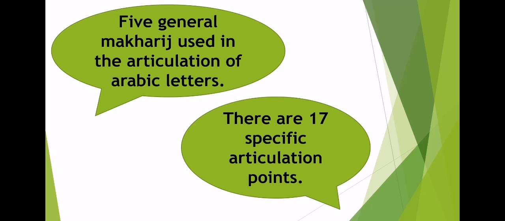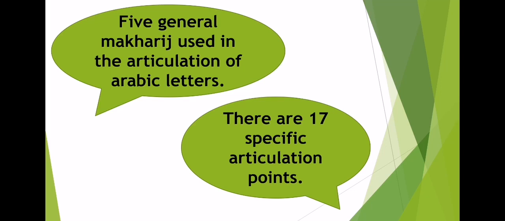So in our articulation system, from our mouth, the organs which aid in the formation of the Arabic letters are generally 5. There are 5 major organs that aid in the production of sound in the Arabic letters. Which are they? That we will do after this. And these 5 general makharij are again divided into 17 specific articulation parts.